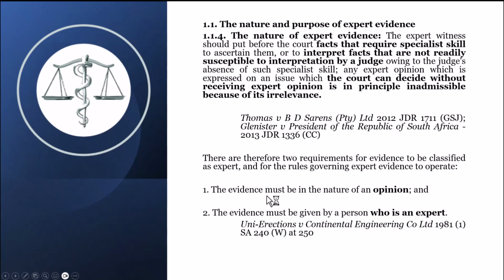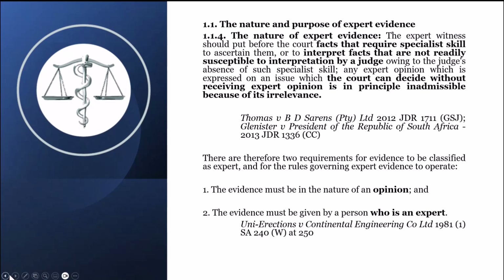Okay. So let's look at the nature of expert evidence. The expert witness should put before the court facts that require specialist skill to ascertain them, or to interpret facts that are not readily susceptible to interpretation by a judge, owing to the judge's absence of such specialist skill. Any expert opinion which is expressed on an issue which the court can decide without receiving expert opinion is in principle inadmissible because of its irrelevance. So, there are therefore two requirements for evidence to be classified as expert and for the rules governing expert evidence to operate. One, the evidence must be in the nature of an opinion, and two, the evidence must be given by a person who is an expert.